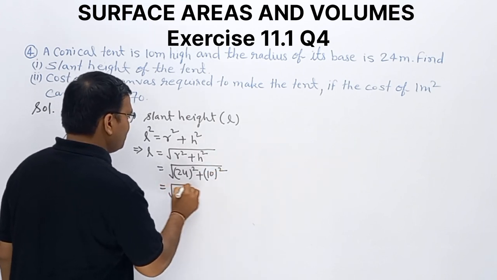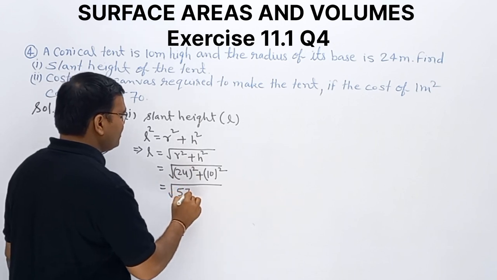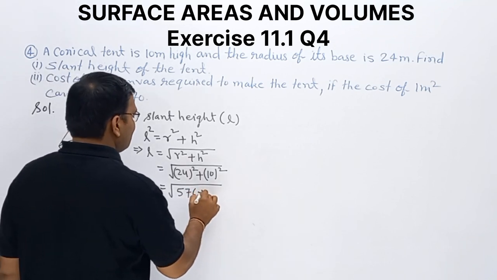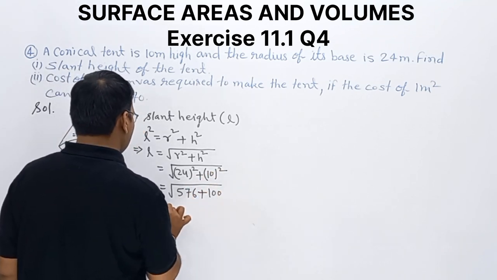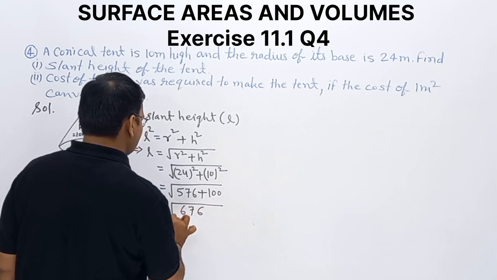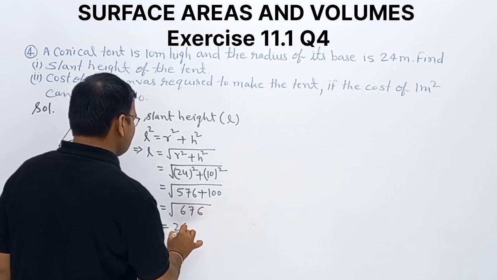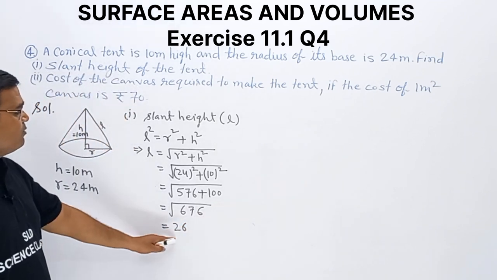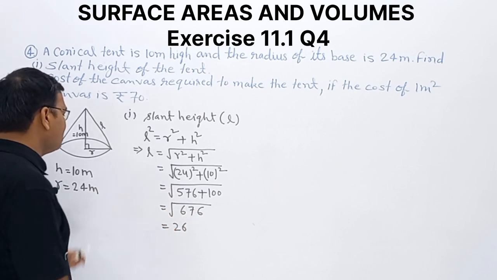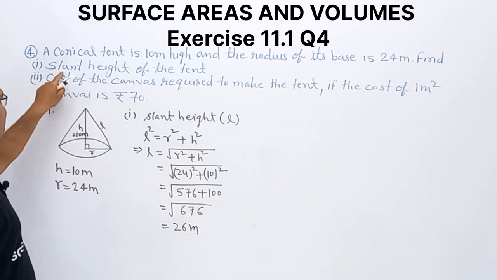Solve this one. What are we getting? 24 square, 24 into 24 is 576, plus 10 square, 10 into 10, is 100. Add both, this will be 676. Once we find the square root of 676, then we are getting 26. 26 square will be 676. So the square root of 676 will be 26 meter, the slant height we obtained. So question number 1 we completed.